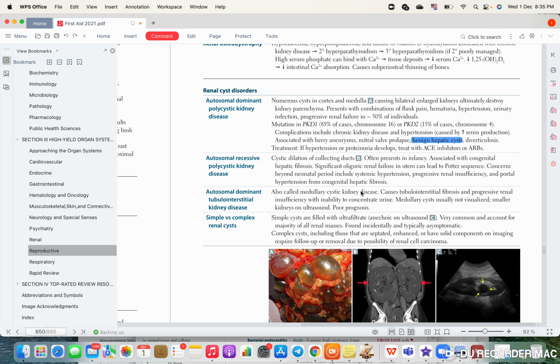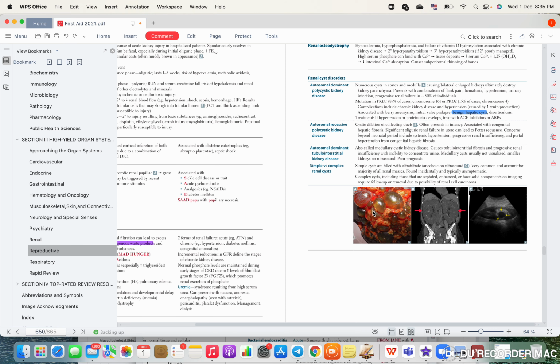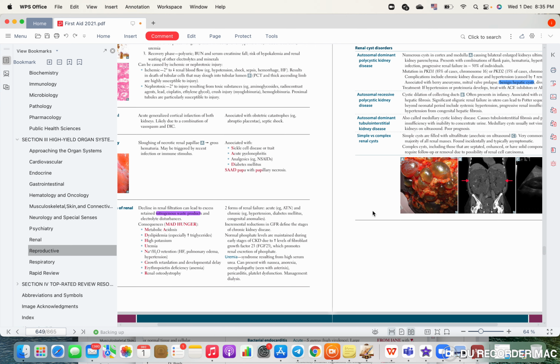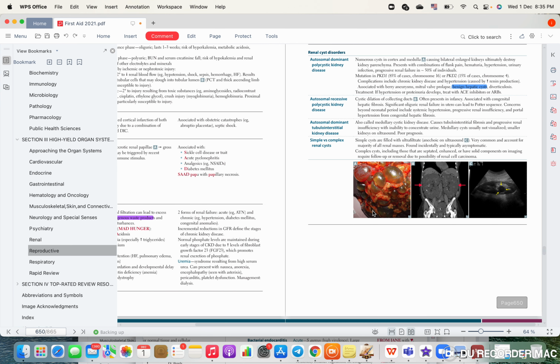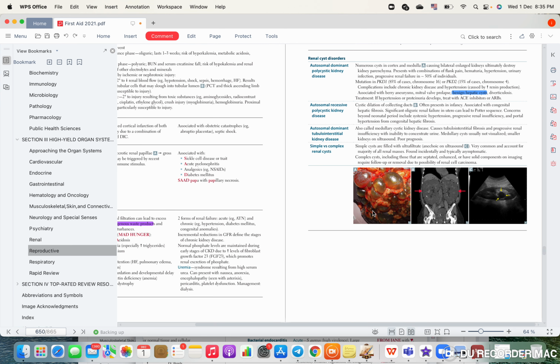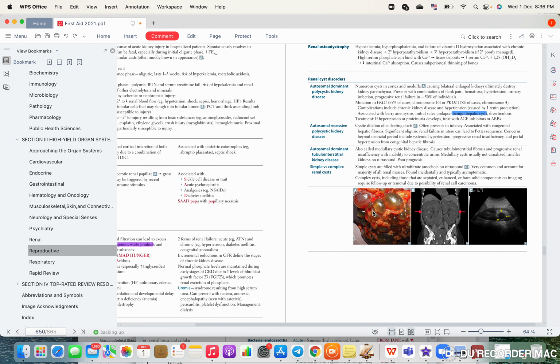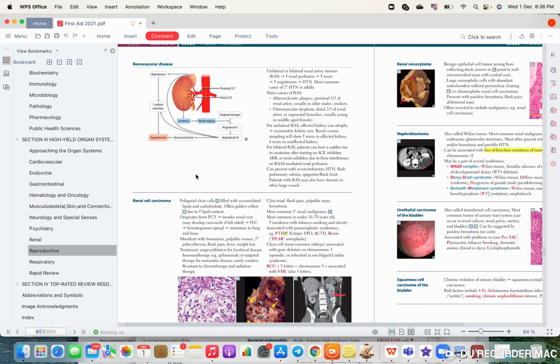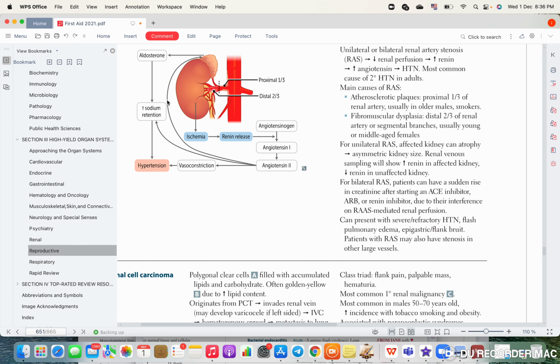If we speak about the autosomal recessive polycystic kidney disease, except for the kidney, which other organ will be damaged? It will be the liver. Yeah, liver fibrosis. Remember about this. Okay, good. So speaking about, yep, let's jump to renal cell carcinoma. Actually, no, let's speak about this for a moment.